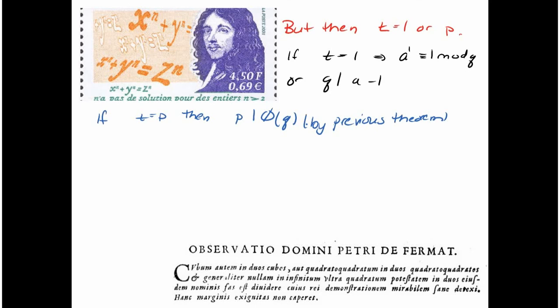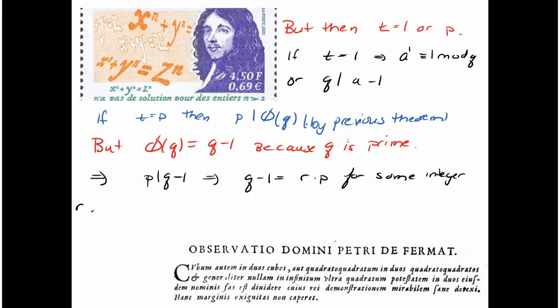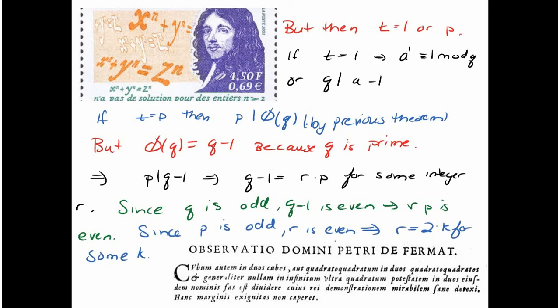Well, if t is p, then p has to divide the totient function of q by the previous theorem, but the totient function of q is equal to q minus 1, which we calculated by hand because q is prime. So that means p has to divide q minus 1, or q minus 1 is r times p for some integer r. But since q is odd, q minus 1 is even, so r times p must be even. But p is odd, so that leaves only one possibility, that r is even. So r must be 2 times k for some k.